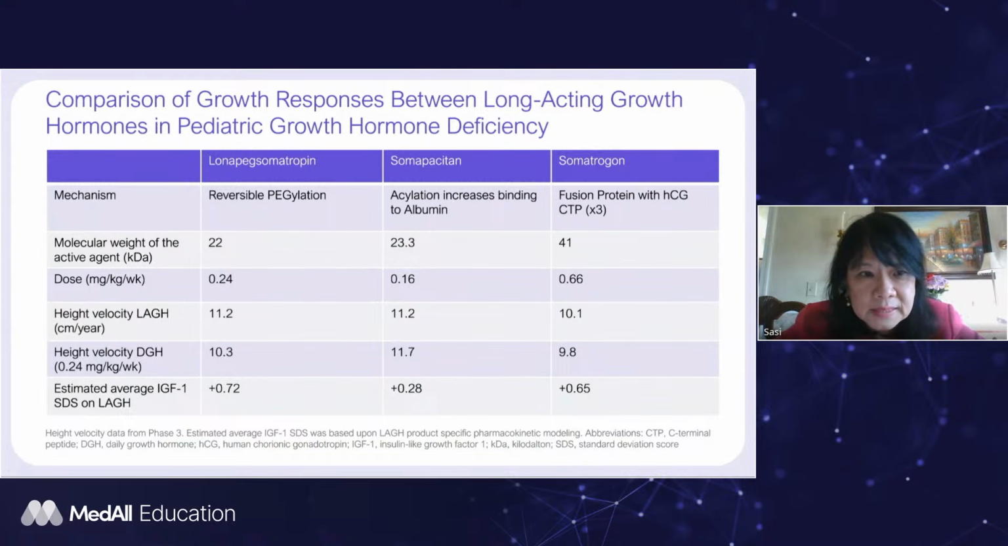As you can see in this table, the dose is different between each of the 3. We can't just use the same weekly dose as the daily growth hormone. We have to make sure that we utilize the right dose calculation for the patient. And if you look at the growth response, the height velocity for the different types of long-acting growth hormone is comparable to daily growth hormone, about 11.2 or 10.1 centimeters per year.